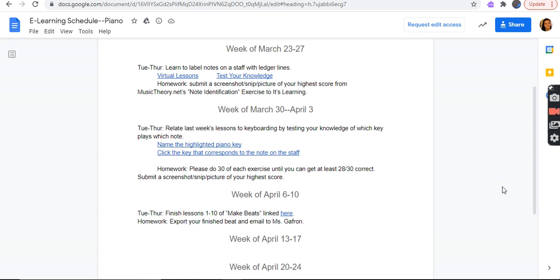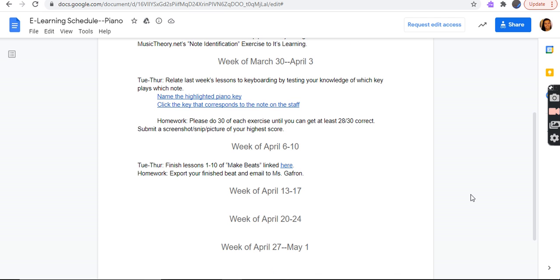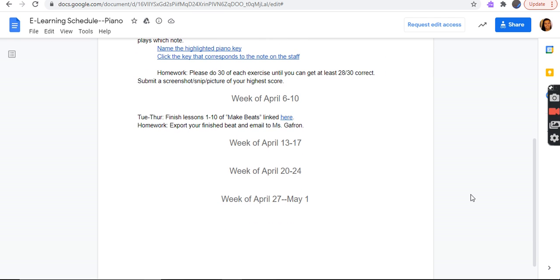Tuesday to Thursday, relate last week's lessons onto the keyboard by testing your knowledge of which key plays which note. You can click on those links. This will take you there. Homework, please do 30 of each exercise until you get at least 28 to 30 correct. Submit a screenshot or a picture of your highest score.